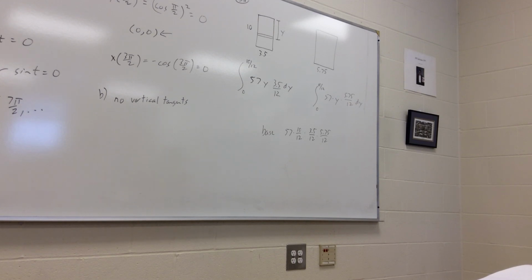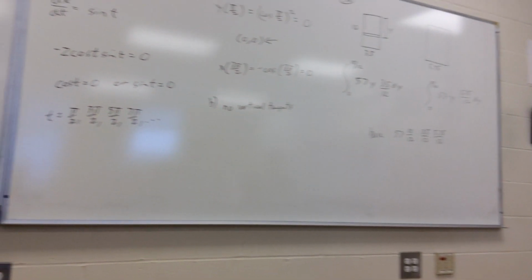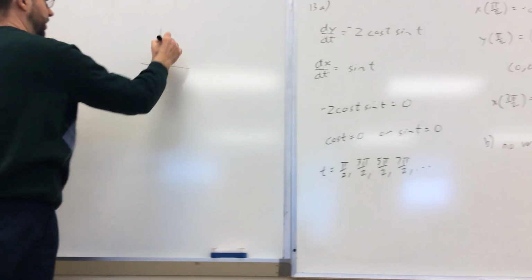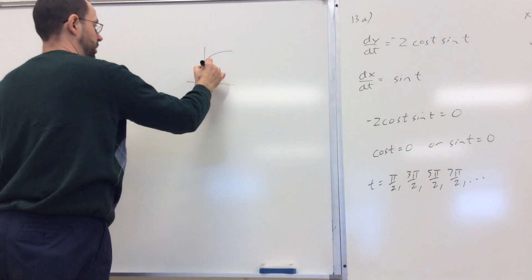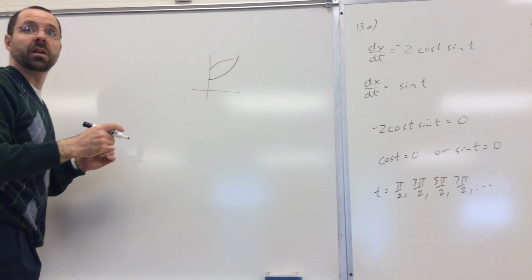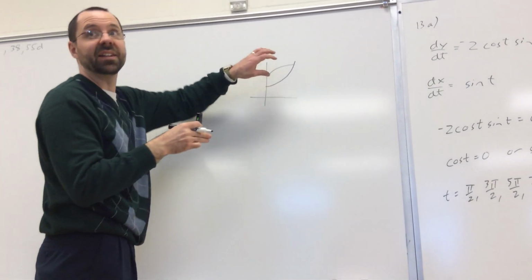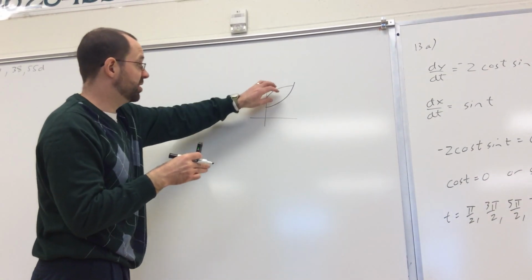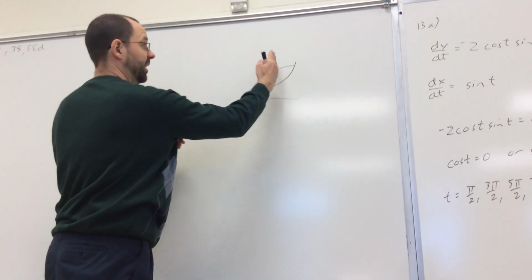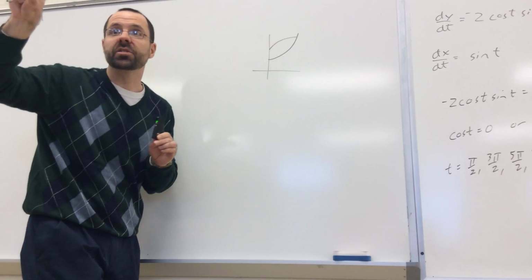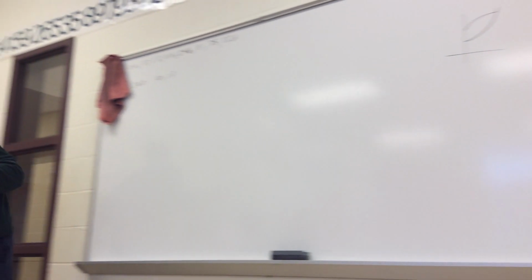Just to help you visualize on 53C, the shaded region looks like this, right? They said the base of a solid is this, so this is the bottom of the solid. You cut it like this, you get squares.